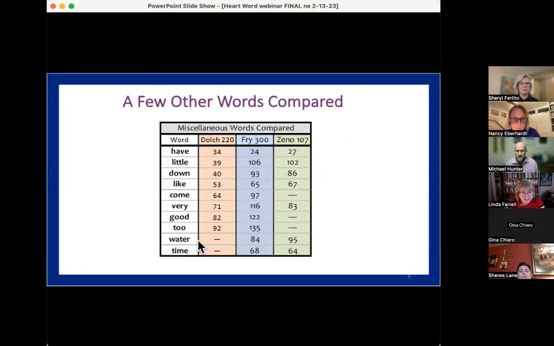Water, on the other hand, is not on the Dolch list, but it is on Fry and Zeno. And the same with time: it is not on the Dolch list, but it is on Fry and Zeno. And let me tell you why it's not on the Dolch 220 list. Dolch did not use nouns on his list. So he has a separate list that most people don't know about of the 95 most frequent nouns. And these words, water and time, are on that list.